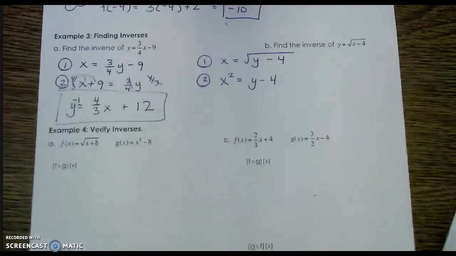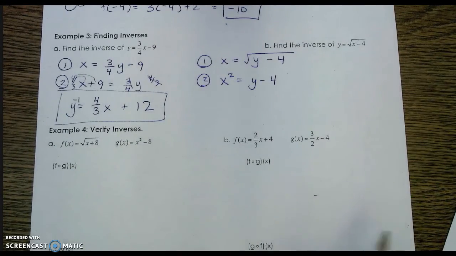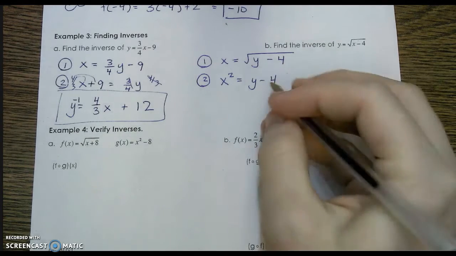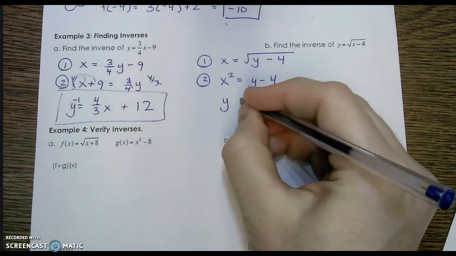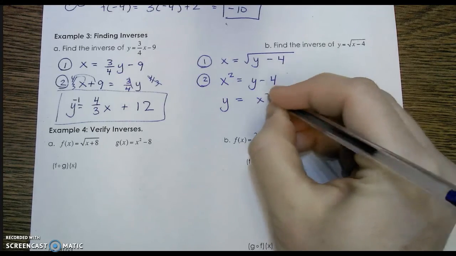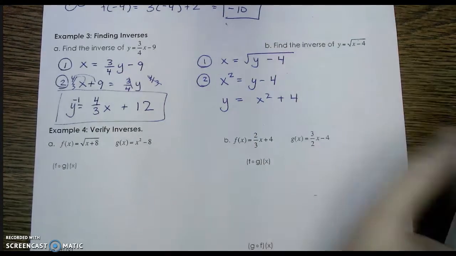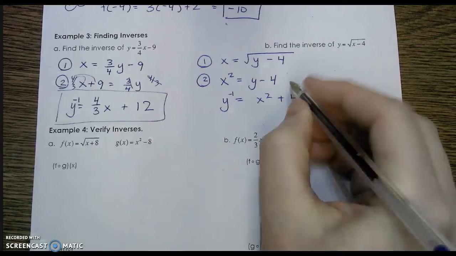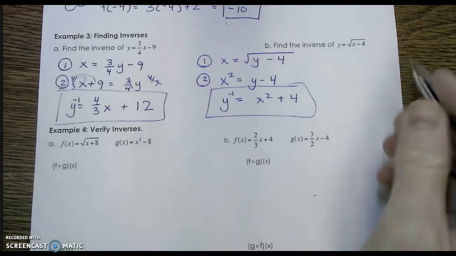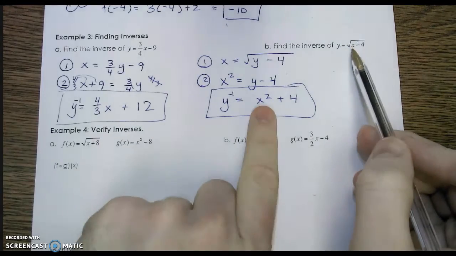So I've squared both sides. Now the radical's gone, and now I can add the 4 to the other side. So x squared plus 4. And now this is my inverse, and let's put a little notation there to show that I started with y, and now this is the inverse of y.